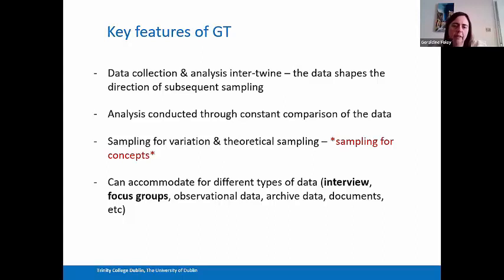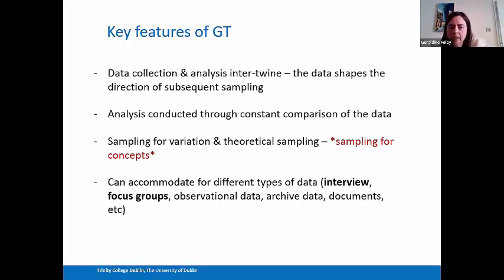And theoretical sampling. A grounded theory study really isn't a grounded theory study unless there is some theoretical sampling. It's a core element of GT methods. That is simply where you sample more data, guided by the concepts that are already emerging in the data. I have some practical examples of this in a couple of slides.